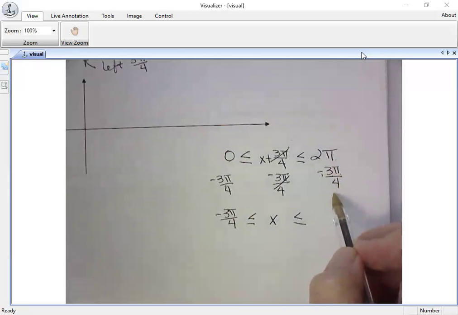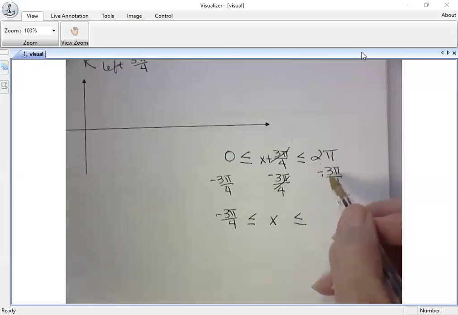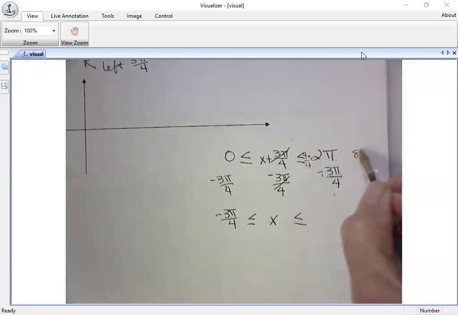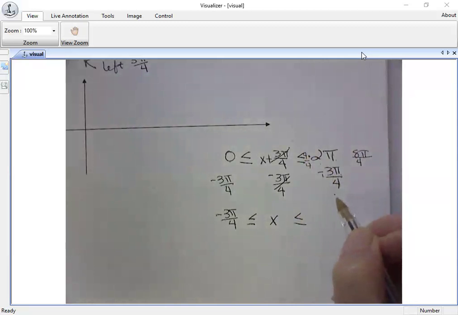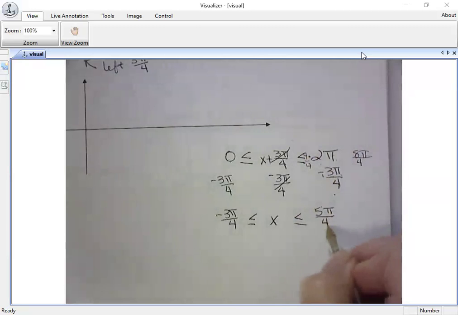This is where you got to make sure you keep up with your rules for fractions. If I'm going to add a fraction to something, I've got to have a common denominator. So how do you write 2 pi as a fraction that has 4 in the denominator? Yeah, multiply by 4 over 4, and that means I've got 8 pi over 4, and I'm subtracting 3 pi over 4 from it. Where does that mean I end? What is 5 pi over 4? Does that make sense? Okay.